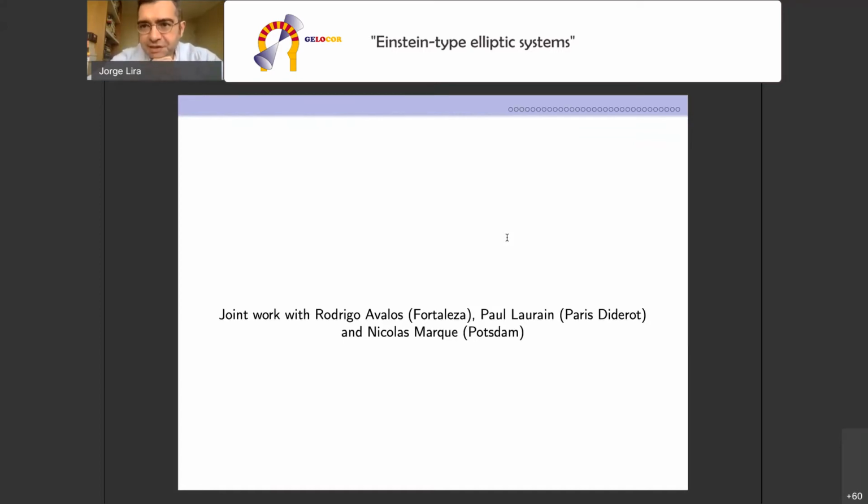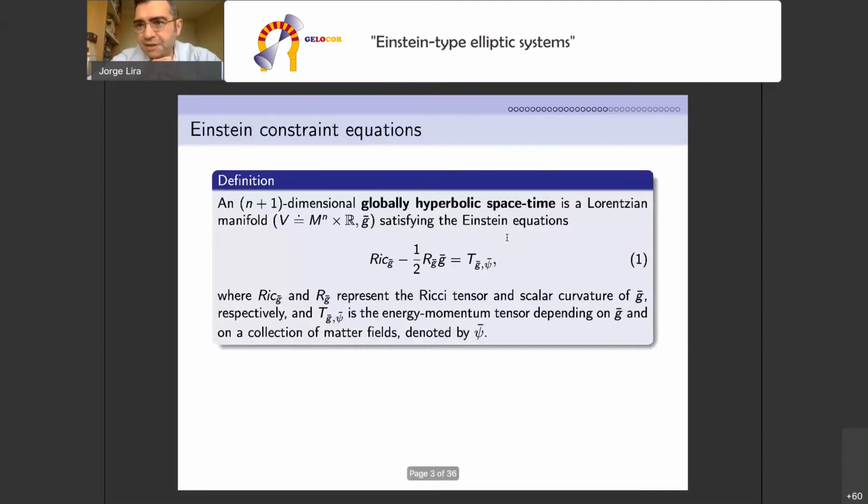So the setting is considering a Lorentzian manifold V. V is our space-time. I'm supposing, for the beginning, that V is globally hyperbolic, modeling the Einstein field equations in this setting. So V can be split into M, which represents the Riemannian manifold, of dimension n, and R, which is the time direction. That's the splitting, space and time directions, that we're considering for now. And then G bar represents the Lorentzian metric in the ambient V.